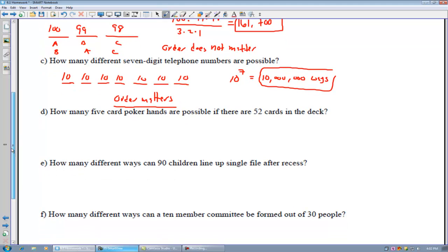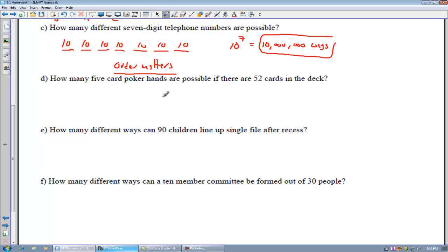All right, on part D, it says how many 5-card poker hands are possible if there are 52 cards in a deck. All right, so a poker hand has 5 cards in it. And of course, you have 52 choices, let's say, for the first card. And you can't reuse that card. It's not as if you can put the card back in the deck and then reuse it because that card stays in your hand. So next one, you have 51 choices, 50 choices, 49 choices, and 48 choices.